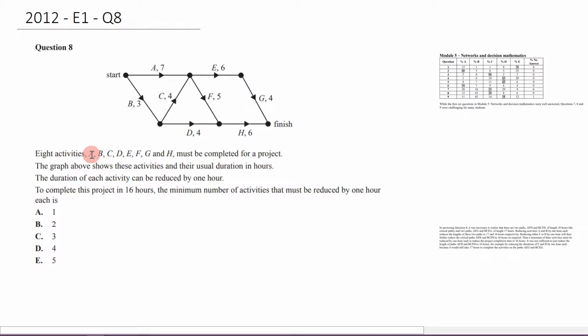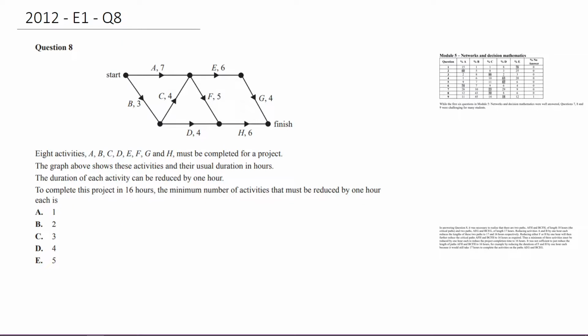It says, 8 activities, A through to H, must be completed for a project. The graph above shows these activities and their usual duration in hours. The duration of each activity can be reduced by 1 hour. To complete this project in 16 hours, the minimum number of activities that must be reduced by 1 hour each is which of the following?